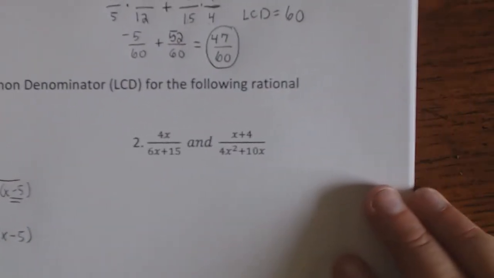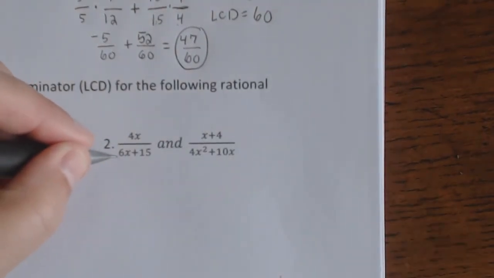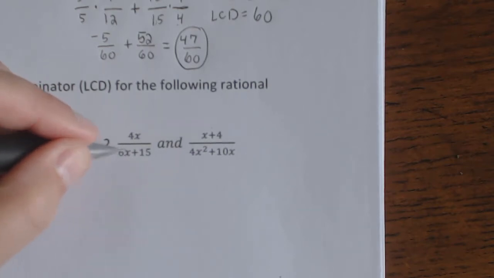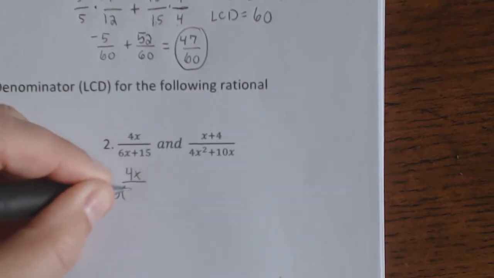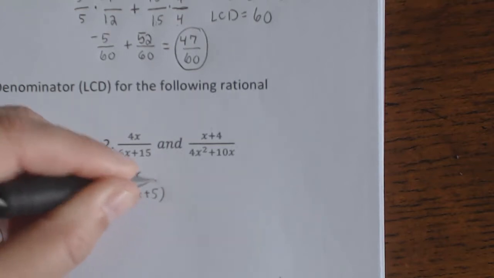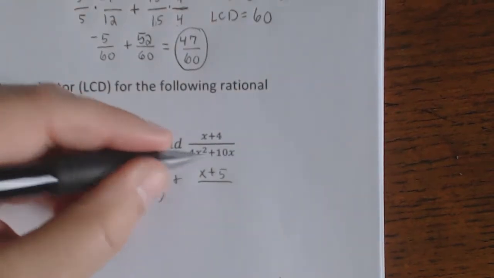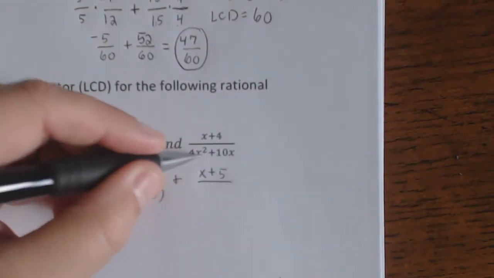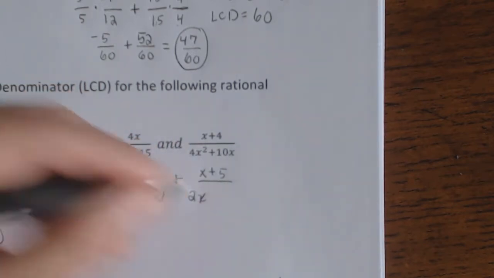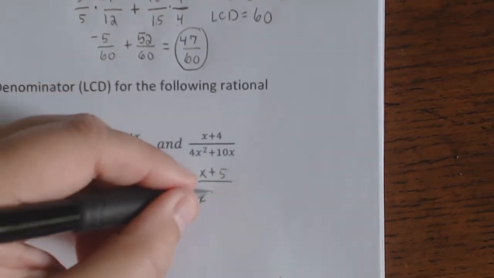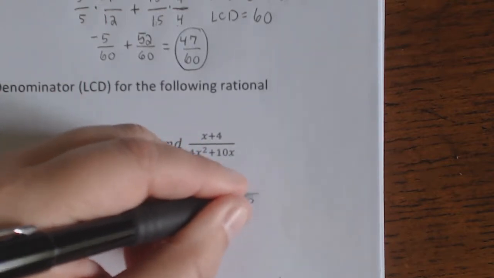Okay, problem number 2, 4x over 6x plus 15. You have to always be on the lookout for a greatest common factor. So 3 goes into both 6 and 15, so this is going to be 3 times 2x plus 5. And x plus 4 over 4x squared plus 10x, there is a 2 that goes into both 4 and 10. There's also an x. This is x squared and this is x, so you could pull out a 2 and an x. And then 4x squared divided by 2x is 2x, and 10x divided by 2x is just positive 5.